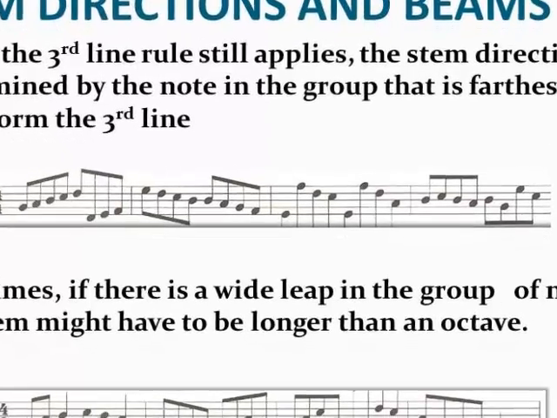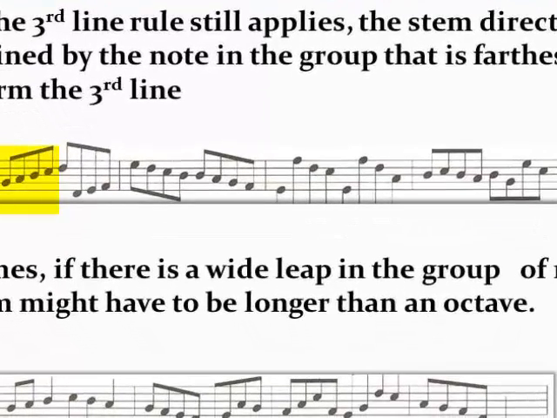In our first group of eighth notes, the first eighth note is G, and the one that's furthest away from the middle. Following our stem rules, it means that all of those eighth notes will have their stems going up. In the second group of eighth notes, the D below the third line is the one that's furthest away, so all the stems will go up. In the next measure, the E is the note that's furthest away from the middle line, so all those stems will go down.